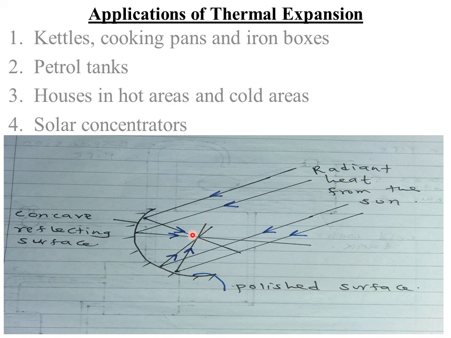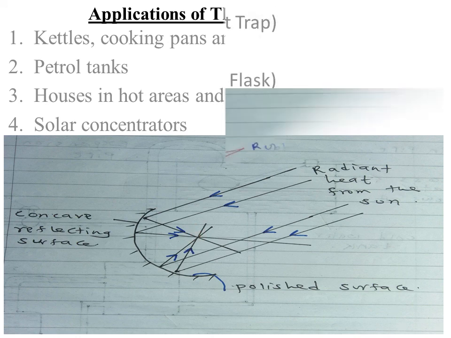We have other rays, they hit the surface, then they are converged here. So at this point where all the rays are focused, the temperature is very high, because the whole of the heat has been focused here. The temperature at this point can be used to even boil water. So solar concentrators apply the same principle, and that heat can be used in even what?